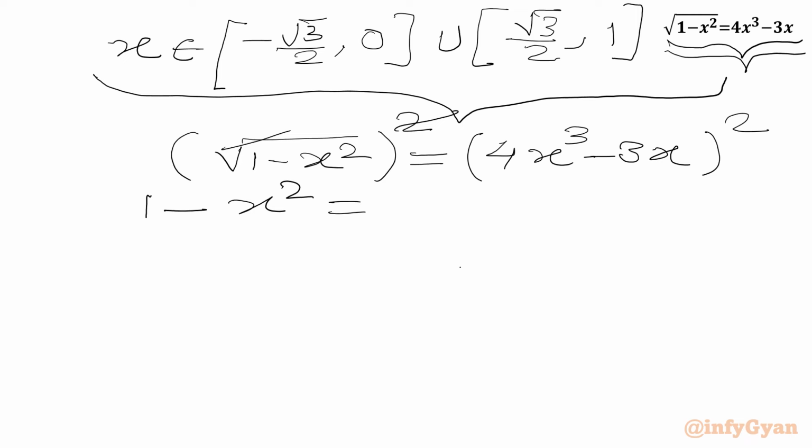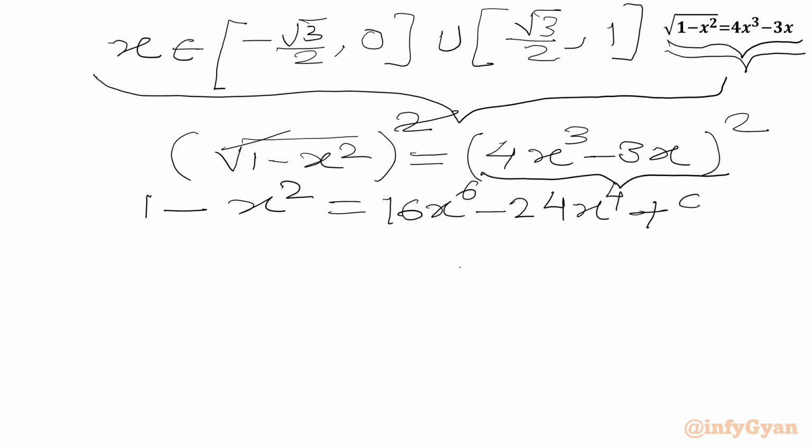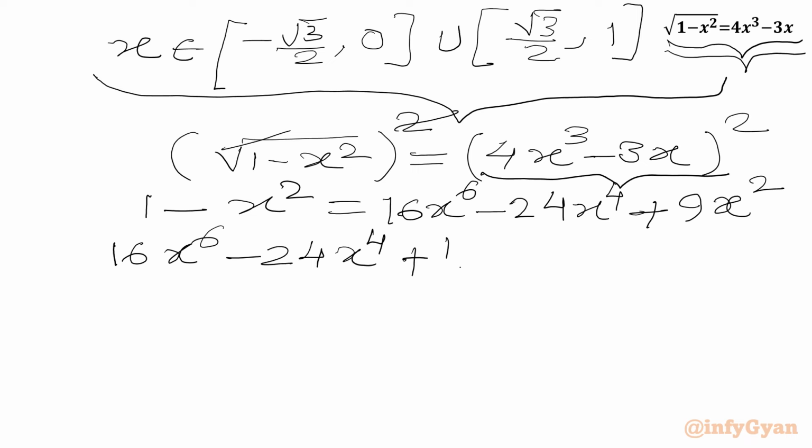This must be equal to, here we will apply the (a minus b) whole square identity, and we will get 16x power 6 minus 24x power 4 plus 9x square. Now we will take all the terms to the RHS. So we will get 16x power 6 minus 24x power 4 plus 10x square minus 1 equal to 0.